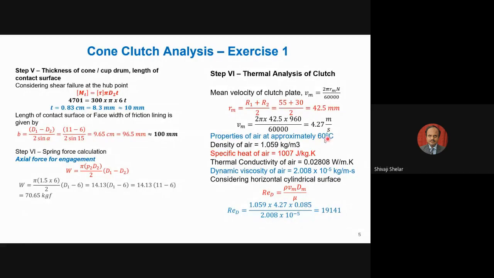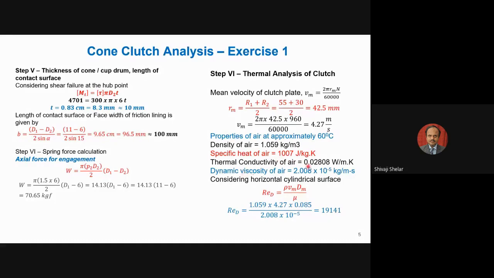At 60 degrees Celsius, the density of air is 1.059 kg per meter cube. Then the specific heat of air here is 1007 joule per kg per Kelvin. Thermal conductivity of air is a table value. These table values are available in the heat transfer data book. You have used the heat transfer data book in third year. I already demonstrated it for a few classes. I think I have not taught you, but in other classes I have taught how to use this data, so they are familiar.